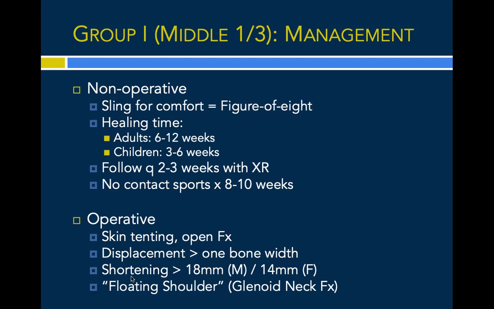And then what is called a floating shoulder. So any patient with a glenoid neck fracture concurrent with a midshaft clavicle fracture now no longer has articulation with the axial skeleton for their shoulder. So that needs to be managed surgically.